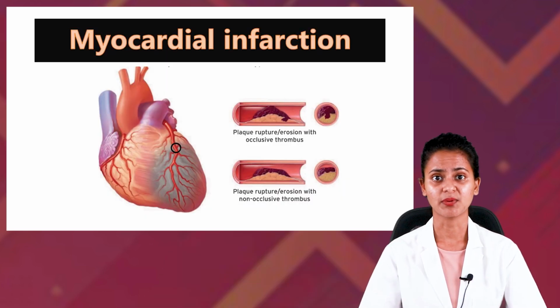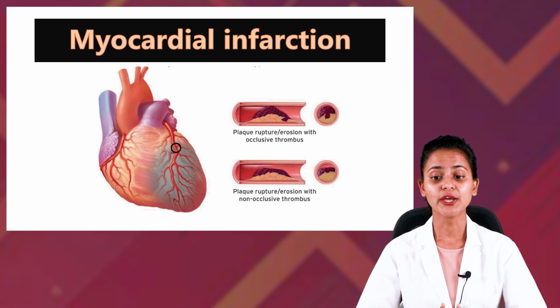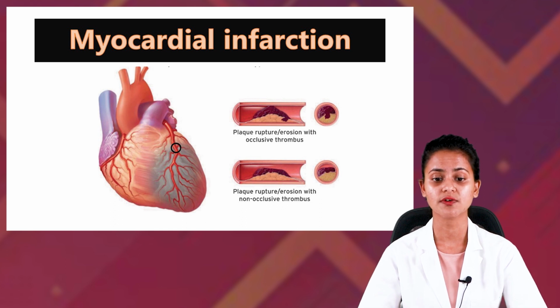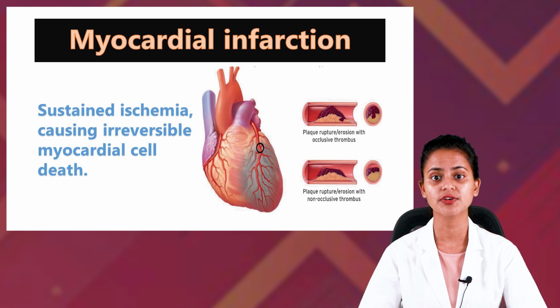Next, if a person presents with unstable angina, we often see that the person would also develop the condition of myocardial infarction. Now, let us study what myocardial infarction is. Myocardial infarction occurs because of a sustained ischemia which causes irreversible myocardial cell death.